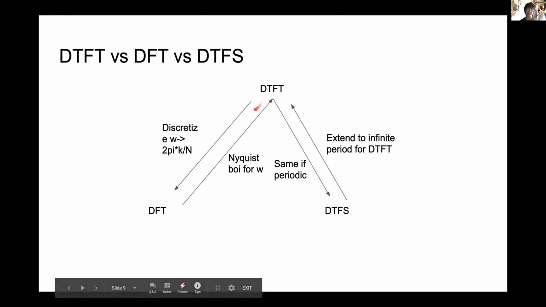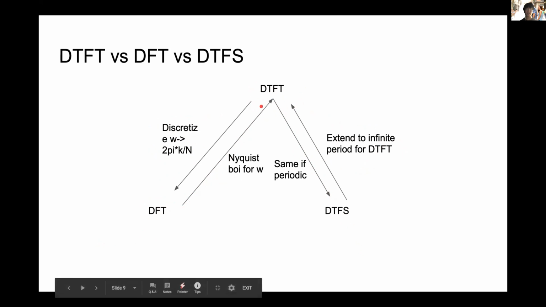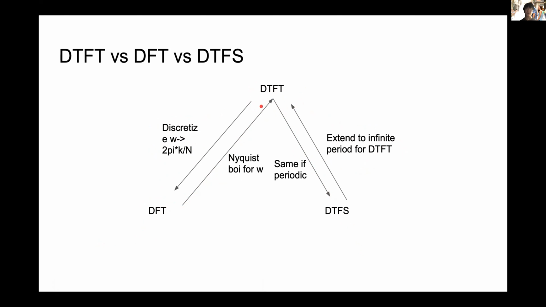And then you can discretize the frequency spectra to get the DFT, and you can reconstruct the DTFT if you chose the discretization according to the Nyquist frequency, which should be just greater than 2 times the Nyquist rate. So yeah.